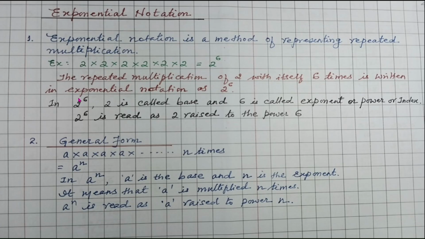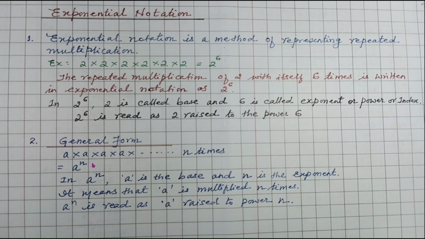Therefore, remember, in an exponential notation there are 2 parts. 2 is the base and 6 is the exponent, and it is read as 2 raised to the power 6. Please remember, 2 raised to 6 is read as 2 raised to the power 6 or 2 to the power of 6.